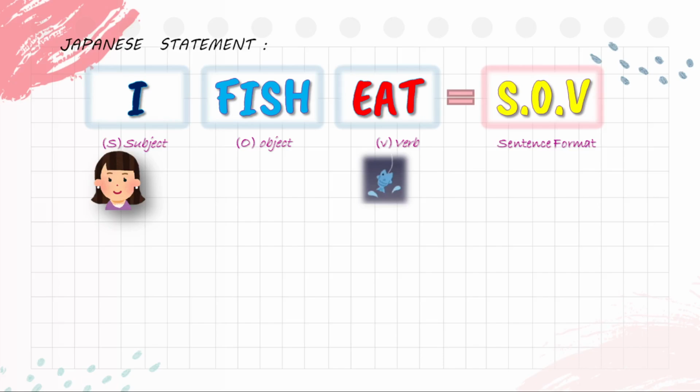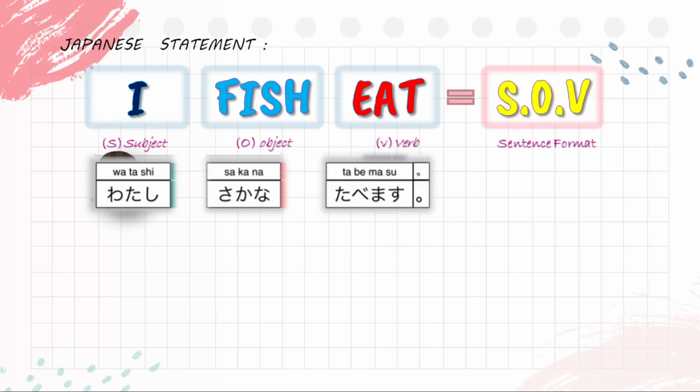Okay, so if I just put everything into Japanese, I is watashi, fish is sakana, and eat is tabemasu. Okay, so we got the statement right. Watashi, sakana, tabemasu. So, great. Didn't we form a statement? Well, the answer is no. Now you might be like, now what? What else is remaining?